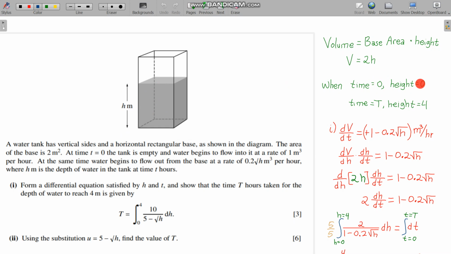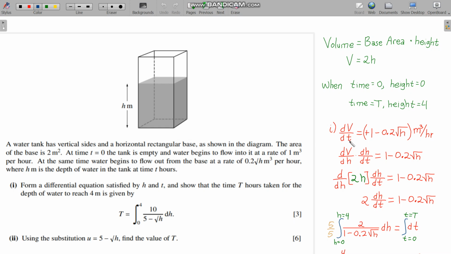When time equals 0, the height is 0. When time equals capital T, the height is 4. So here, when time is capital T, the height is 4. So dV/dt is therefore equal to, because we have flow in of 1 and flow out of 0.2 root h, so it's plus 1 minus 0.2 root h.